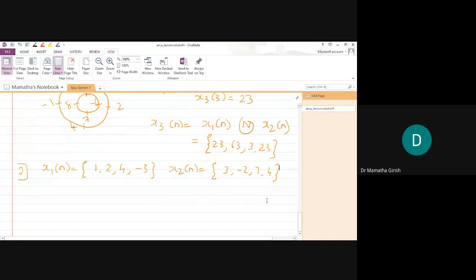Is it clear? But please see, in the exam, the formula is a must. First, write down the formula, and then you can go for your circular convolution method using the concentric circle phenomenon. x3 of n is given by summation small m varying from 0 to n minus 1, x1 of m into x2 of n minus m modulo n. Write this formula, as writing it will fetch you 1 mark in the exam. So it is summation x1 of m into x2 of n minus m modulo 4.